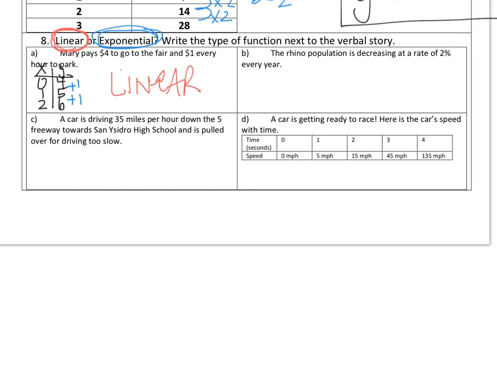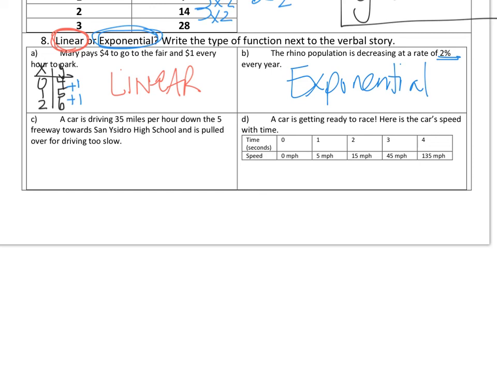Let's read letter B. The rhino population is decreasing at a rate of 2% every year. Okay, this one's obvious. If something has a 2% change, then that means that we're going to have to multiply to find what that change is. 2% of something is only found by multiplying by that percentage. Well, this is going to be a rate of change that's a decay. So because I see that the change has a percentage, I know that this is exponential.